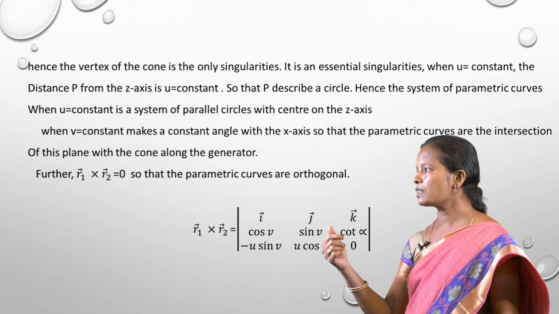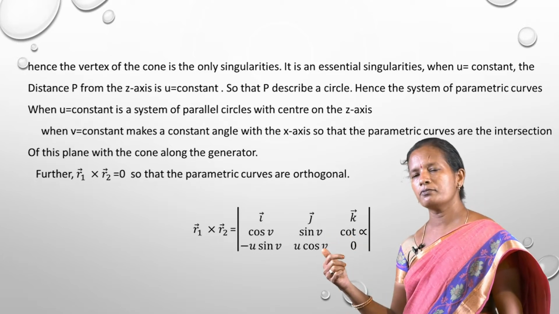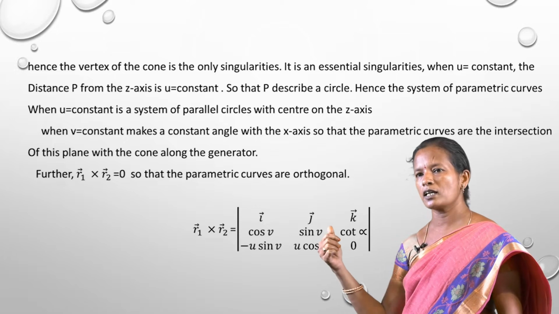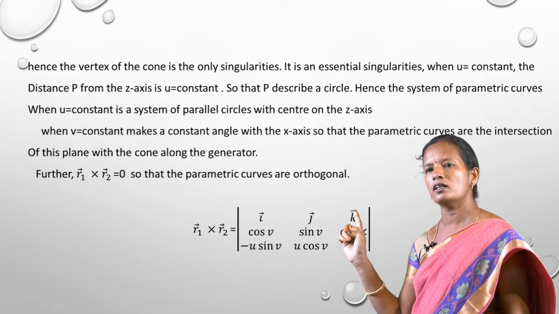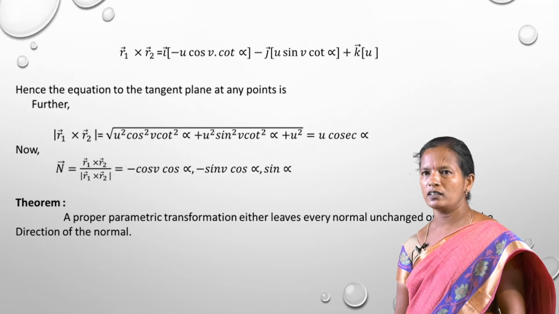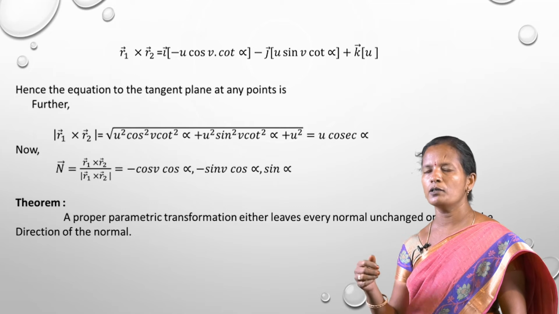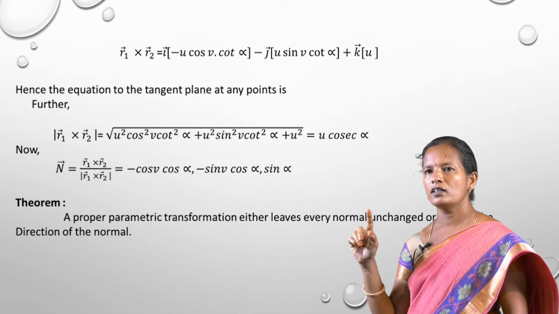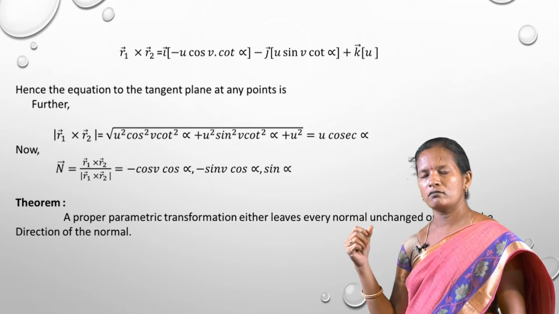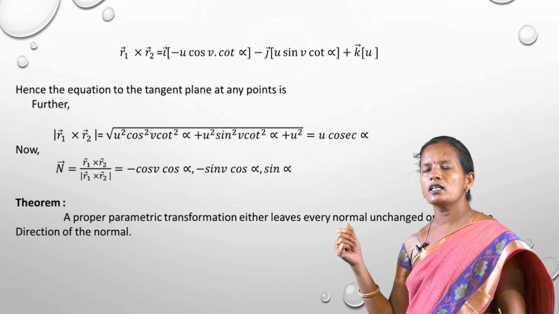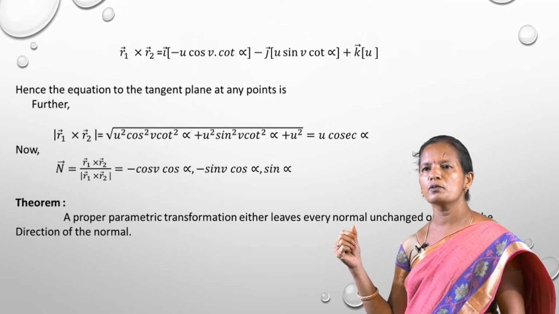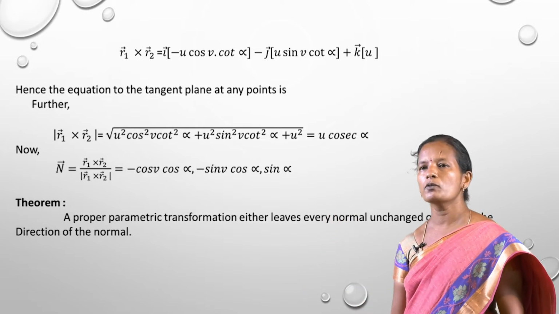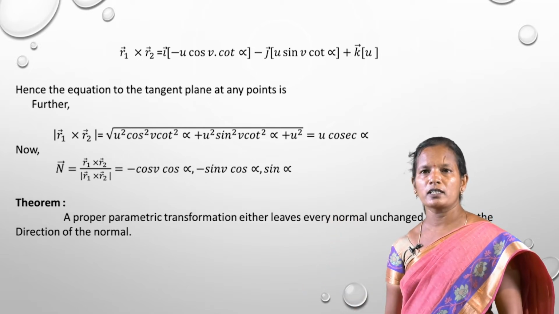That is, R1 cross R2 is equal to the determinant of i, j, k; cos v, sin v, cot alpha, that is R1 vector values; and R2 vector values, minus u sin v, u cos v, 0. Expanding the determinant, we get R1 cross R2 is equal to i vector into minus u cos v into cot alpha, minus j vector into u sin v cot alpha, plus k into u. That is the usual determinant expansion.